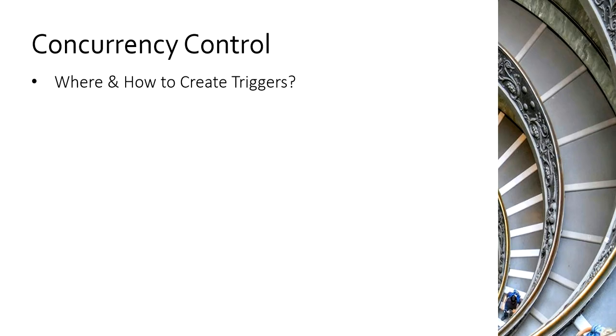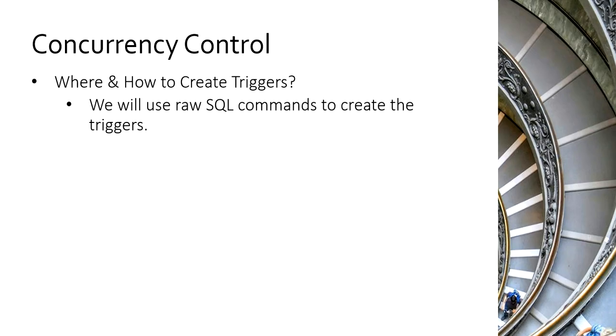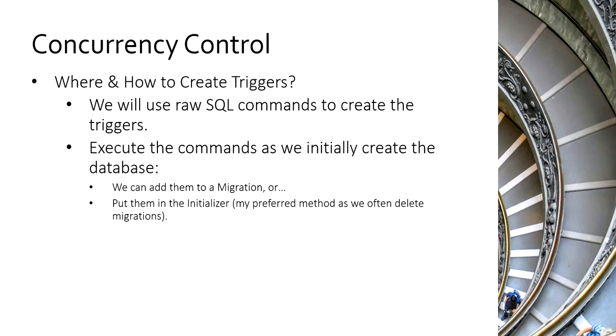So here is the crux of it. Where and how do we get these triggers created? Well, roll up your sleeves, folks. Yes, I said we'd be doing most of our work this term with LINQ, language integrated query, but here's a case when we're going to go back to raw SQL commands, right? That's what we're going to do to create these actual triggers. We'll execute the commands as we create the database, right? So that's basically the where in our code, okay? How is with raw SQL commands. Where in our code, we're going to add them to where we initially create the database itself.